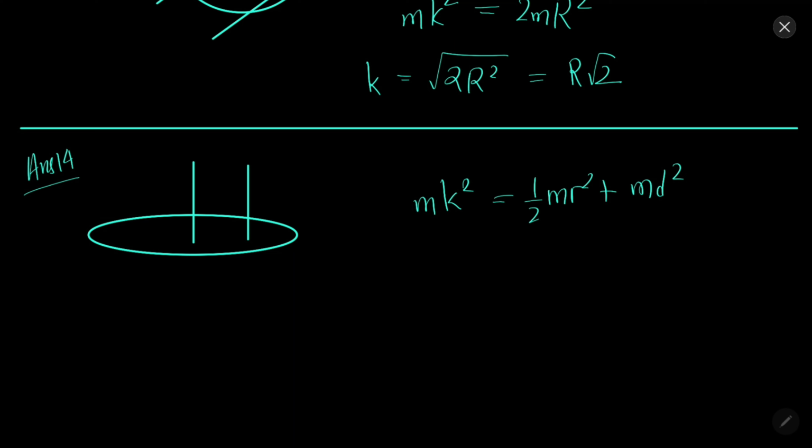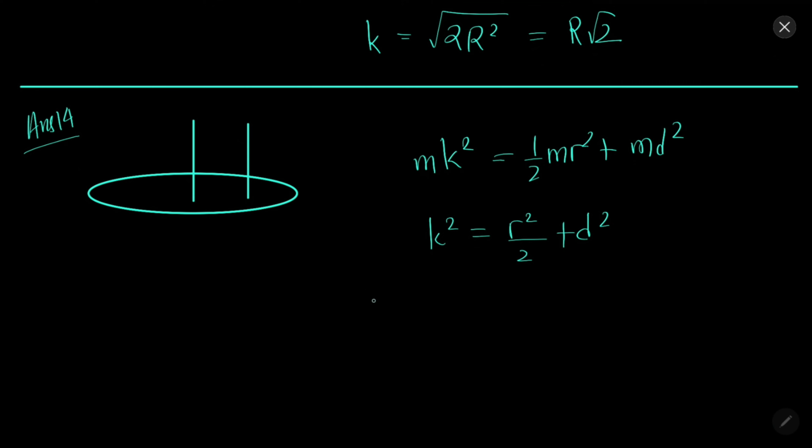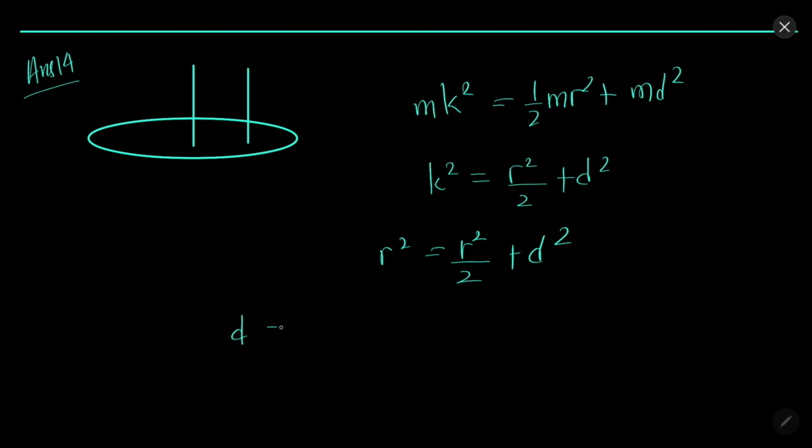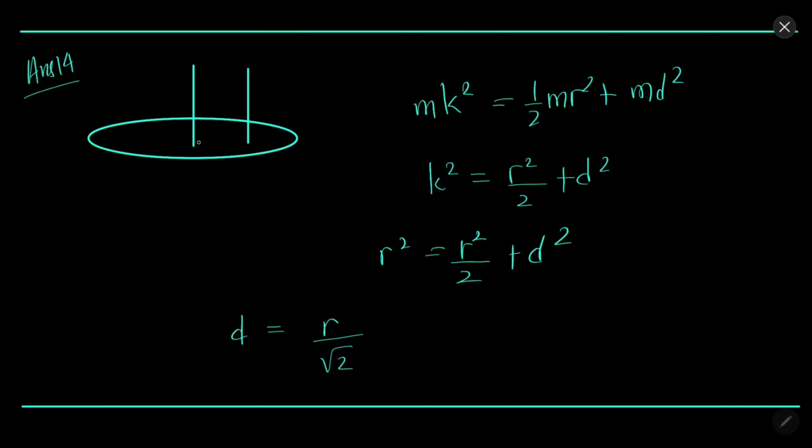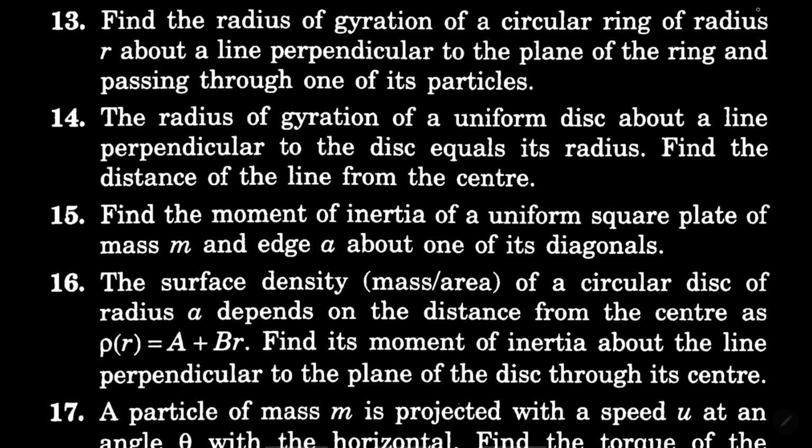What is this d? So k square equals r square by 2 plus d square. Now it is given that k is equal to r. It will be like this. d will be r over root 2. So the distance should be r over root 2.